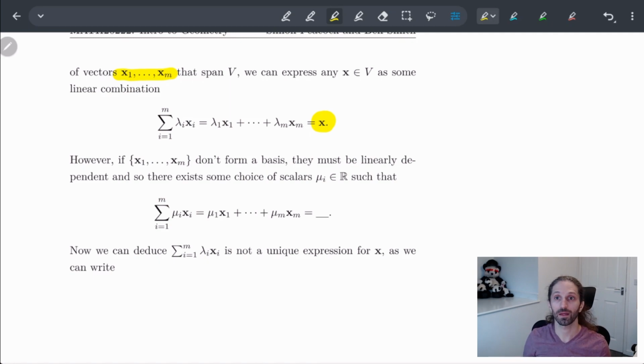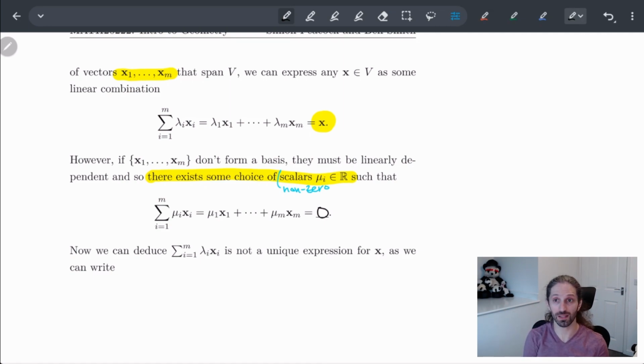We're happy. Now, if they don't form a basis, that means they're linearly dependent, right? That means there exists some choice of non-zero scalars such that this linear combination is equal to 0. That's basically what we defined linear dependence as.